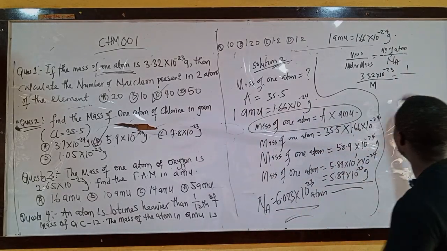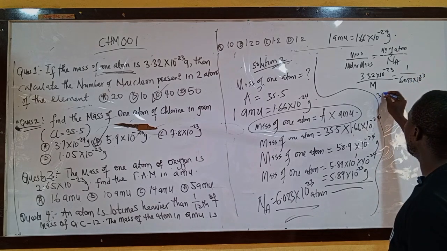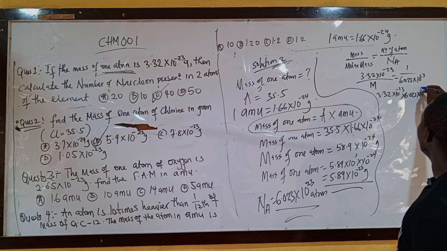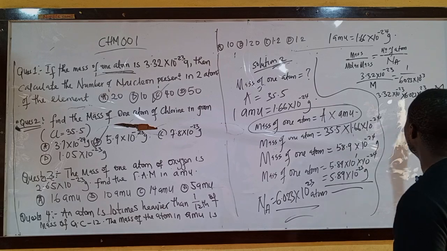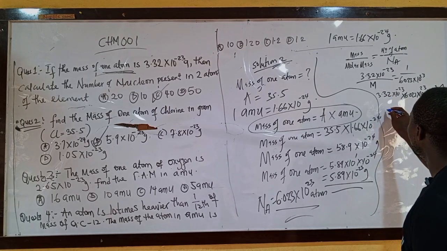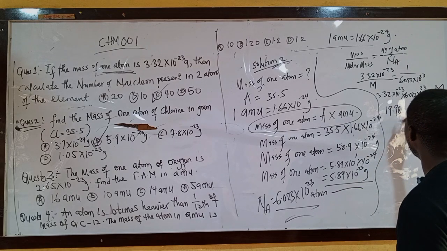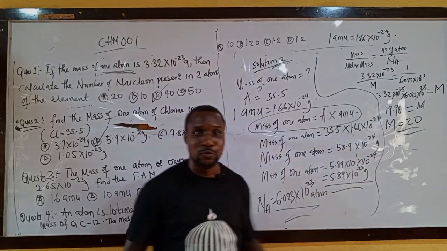This one is mass over Avogadro's constant, 6.023 times 10 raised to the power 23. What happened? You have 3.32 times 10 raised to the power minus 23 times 6.023 times 10 raised to the power 23. This one times this one will give you 19.98. This equals n. Then approximately we have n equal to 20. But they say 2 atoms, so just multiply by 2. You get the same thing.